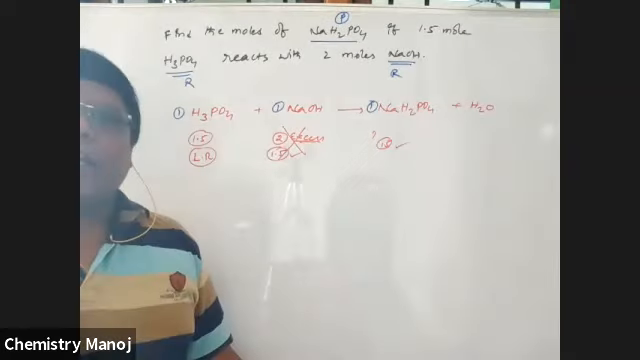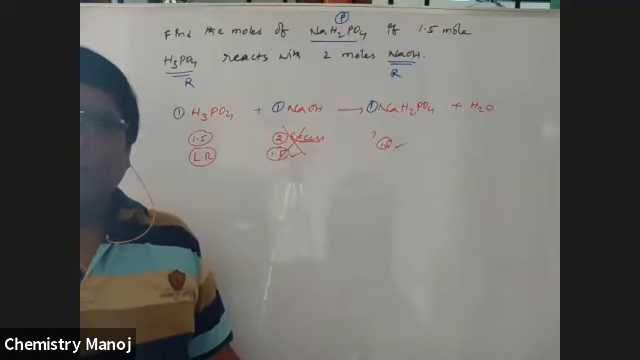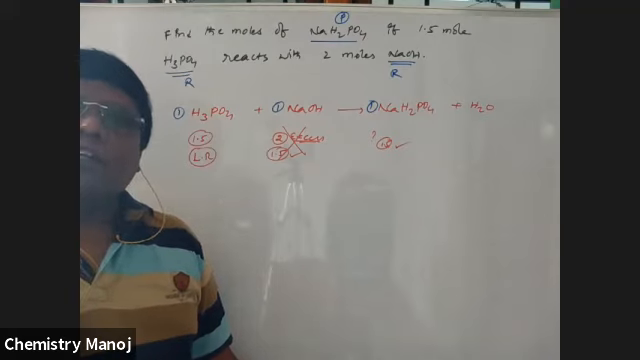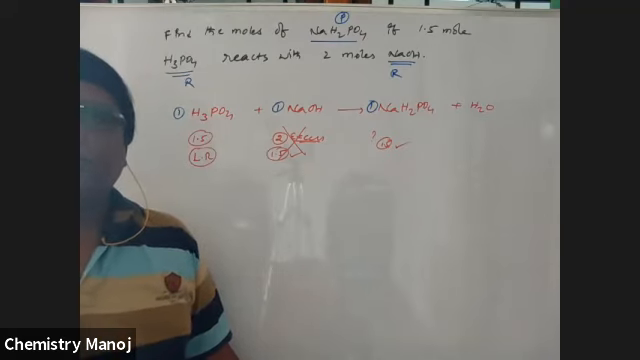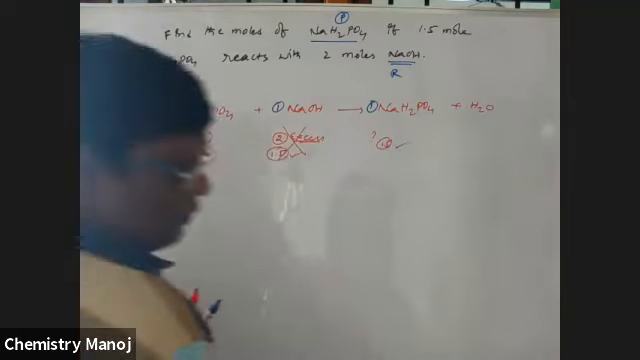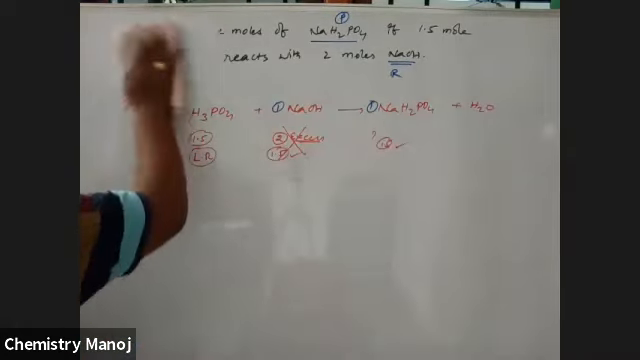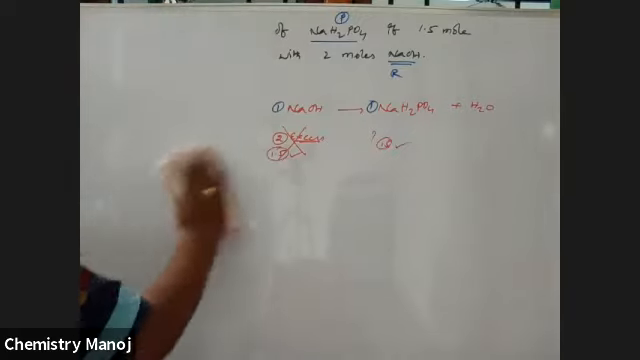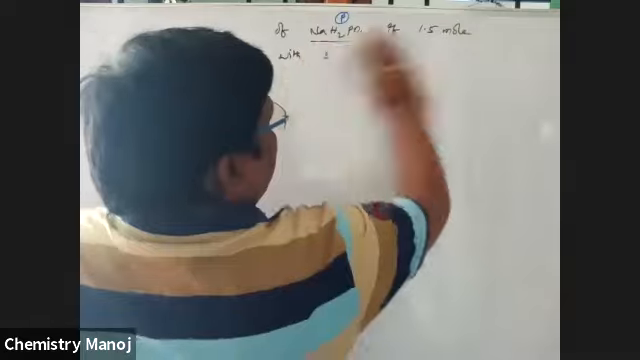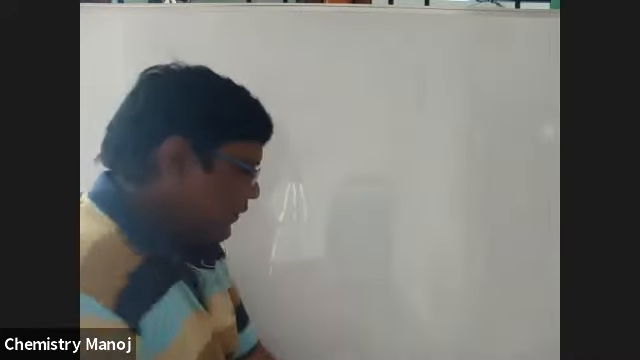Sequential reaction means consecutive reaction. So the product in the first reaction is used as a reactant in the second. The second reaction's product is used as a reactant in the third reaction. Okay. So this is very, very important. Try it.